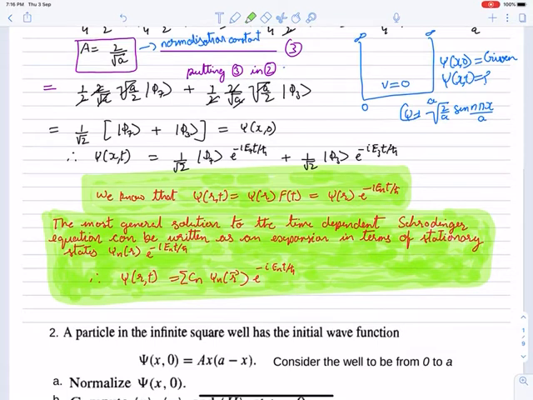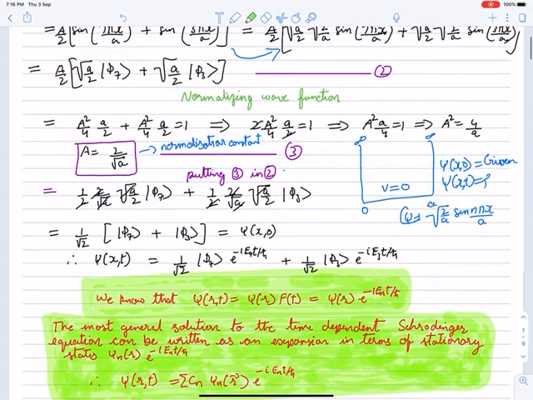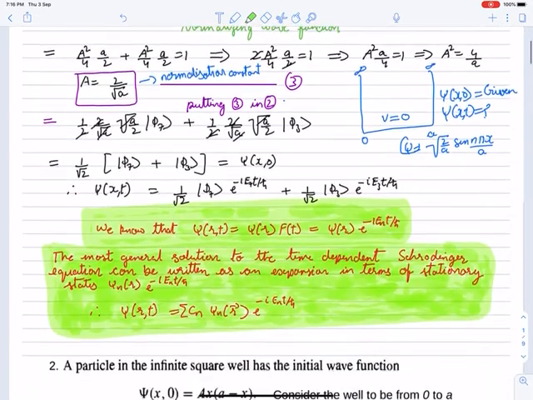But remember, this is only for the time dependent Schrodinger equation of this special type. This can't be the case for a free particle. We will discuss later that for a free particle, if you have to calculate psi x comma t, it can be calculated with the help of Fourier transformation, not by this formula. So this is the answer of this. You can easily see it.